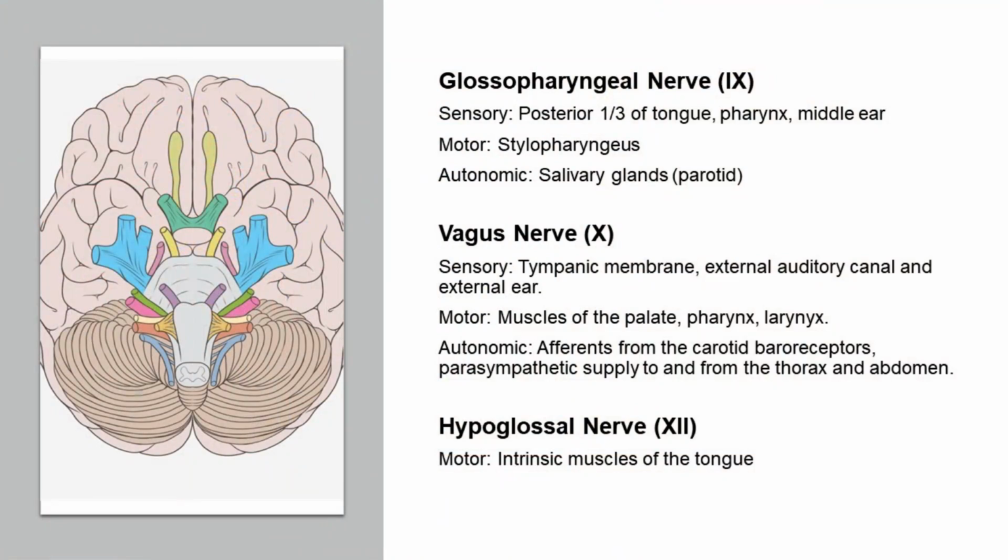The vagus nerve, cranial nerve 10, sends sensory to the tympanic membrane, external auditory canal, and the external ear, as well as motor to the muscles of the palate, pharynx, and larynx, and autonomic afferents from the carotid baroreceptors, parasympathetic supply to and from the thorax and abdomen. The hypoglossal nerve, cranial nerve 12, sends motor to the intrinsic muscles of the tongue.